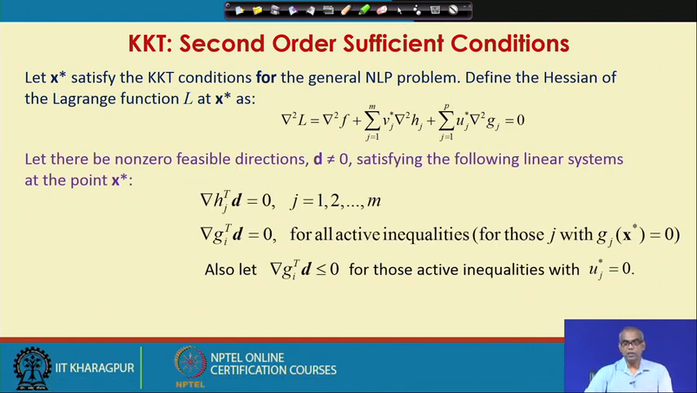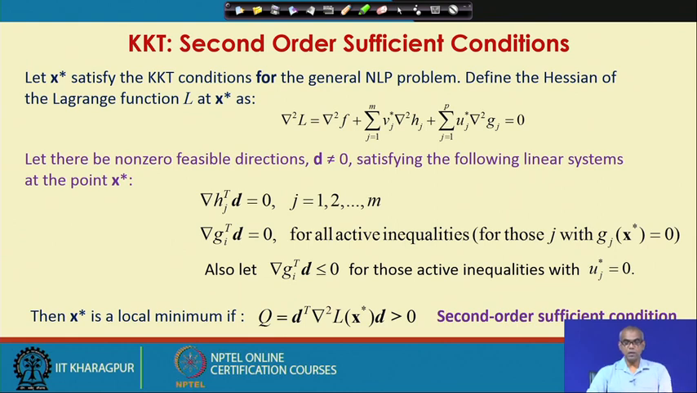Let there be non-zero feasible directions d which satisfy the linear systems that we have talked about in the previous slide. That means gradient h times d equal to 0 for all equality constraints, grad g times d equal to 0 for all active inequalities which are satisfied as g equal to 0, and grad g times d less or equal to 0 for those active inequalities with u equal to 0.